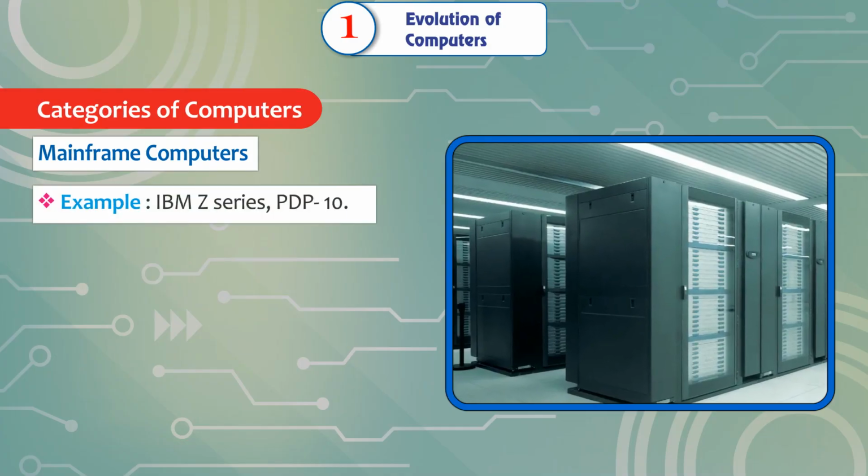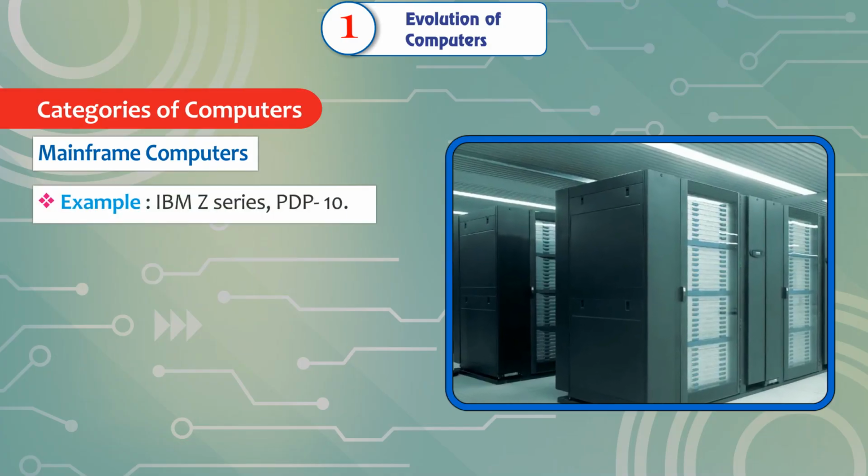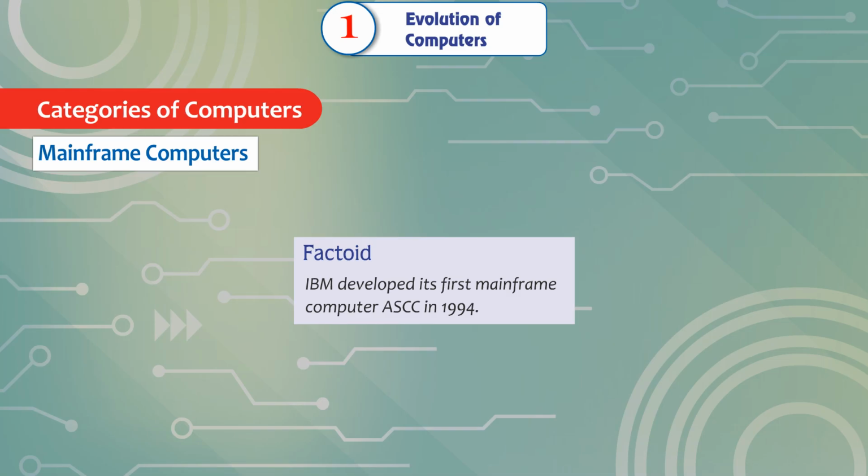Example: IBM Z-Series, PDP-10. Factoid. IBM developed its first mainframe computer, ACC, in 1994.